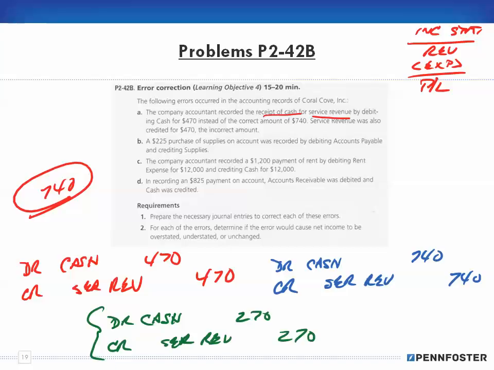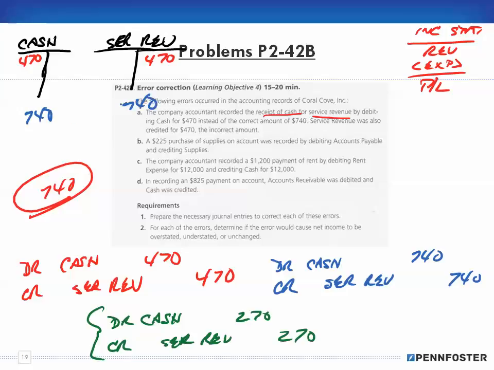Now, you could also have done it like this. You could have drawn T accounts, one for cash and one for service revenue. For my entry, I had debited cash for 470 and credited service revenue for 470, but I'm supposed to have 740 in both accounts. So in order to get the balance in each account to 740, I would have to make another entry of 270, which would then give me my balance of 740. That's what it looks like in T account form. Then I would make my adjusting journal entry to debit cash and credit service revenue for 270. So that's my necessary correcting journal entry.